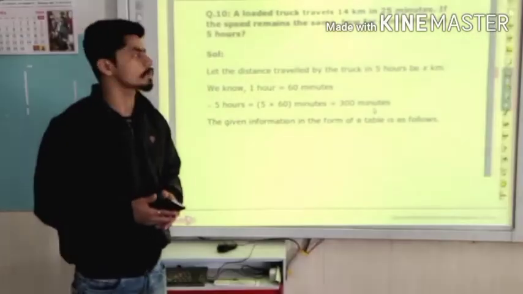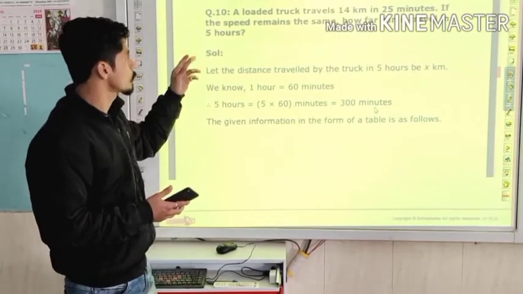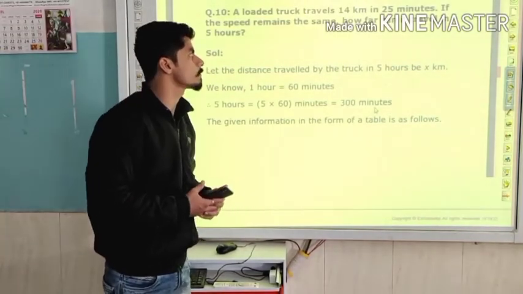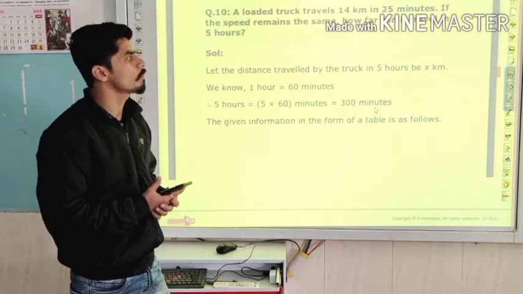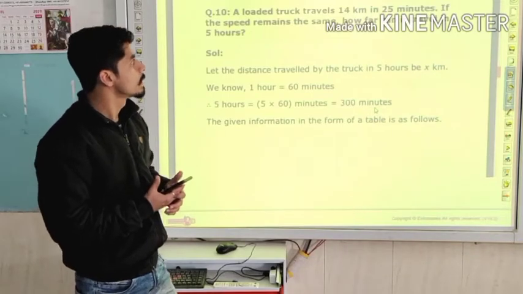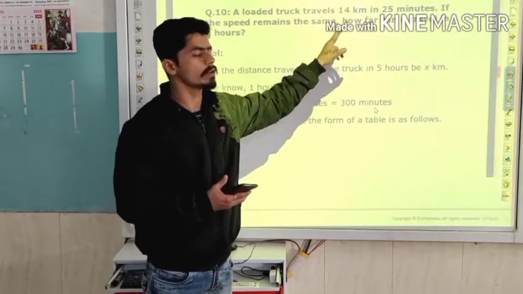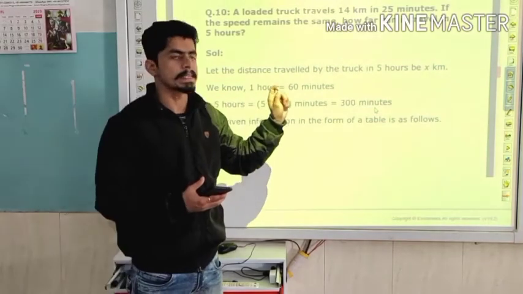So the next question is question number 10 and this is the last question of exercise 13.1. So the question is: a loaded truck travels 14 km in 25 minutes. If the speed remains the same, how far can it travel in 5 hours? So as per the question it is given the truck travels 14 km in 25 minutes. Just focus on the data which is given.